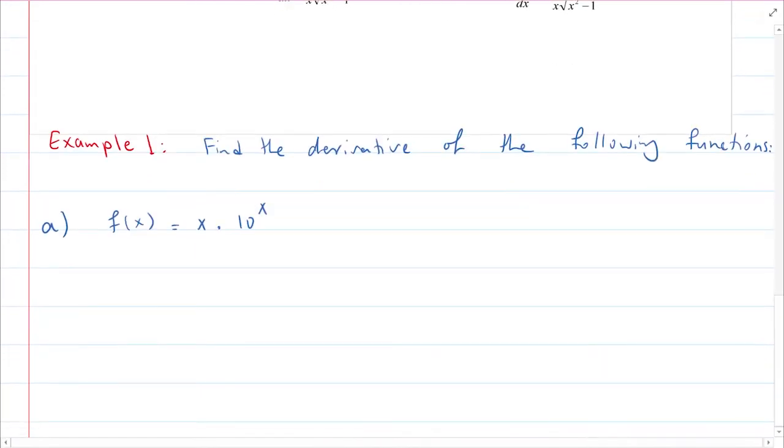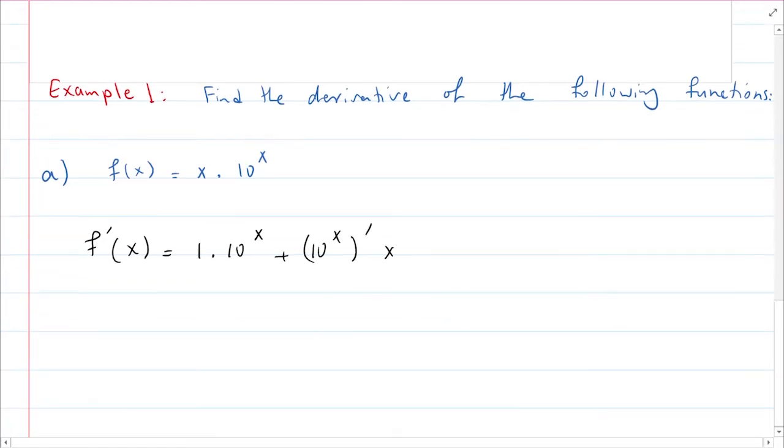As you see, I have a product of two functions, and if I want to take the derivative of this and write f prime of x, that will be the derivative of the first, which is just the derivative of x, that's 1, multiplied by the second, so that's times 10 to the power of x. I'm using product rule, plus the derivative of the second, so that is 10 to the x prime multiplied by the first.